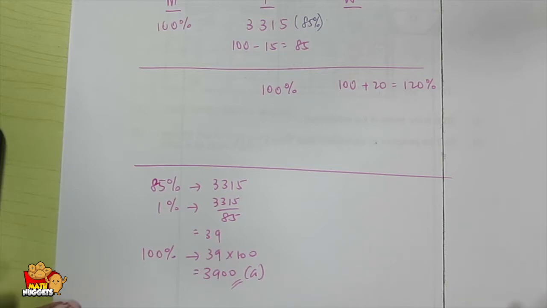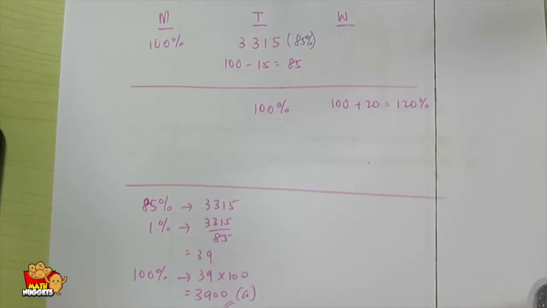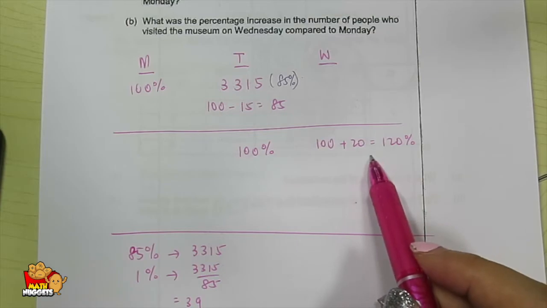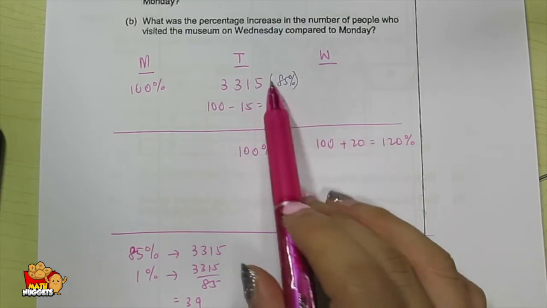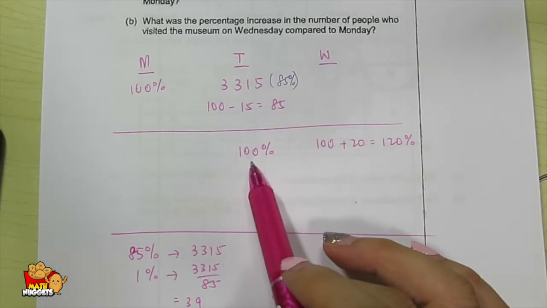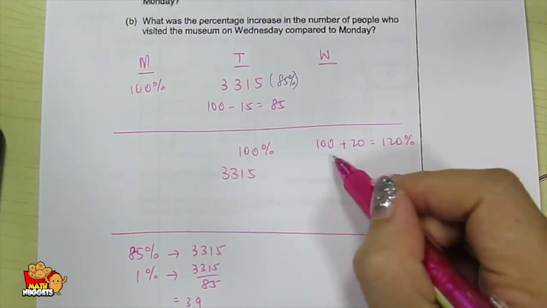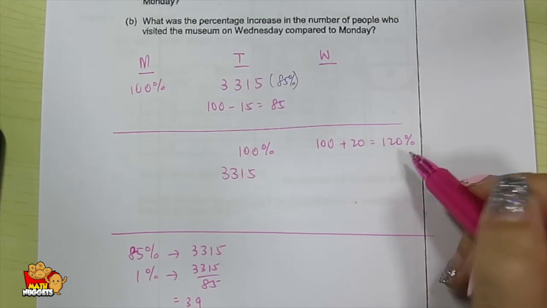Part B. What was the percentage increase in the number of people who visited on Wednesday compared to Monday? So now we need to find out what's Wednesday first. Now our 3315 for Tuesday becomes 100%. 3315 is 100%. We need to find out what's Wednesday, which is 120%.